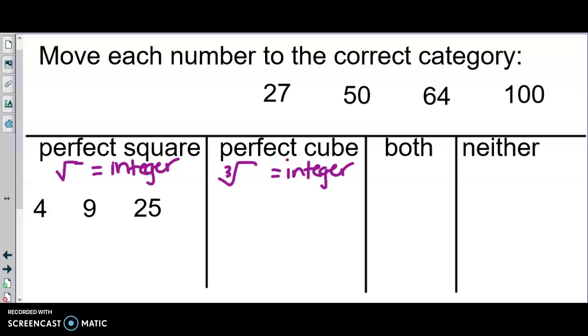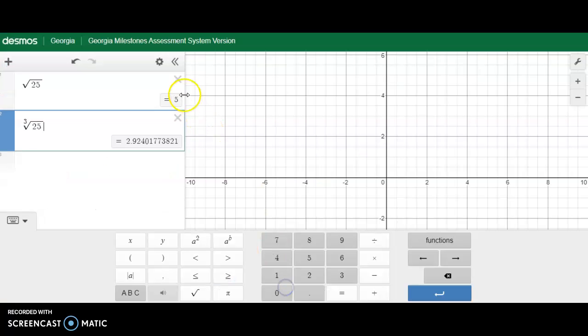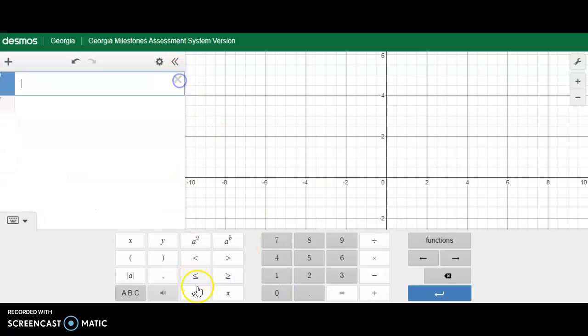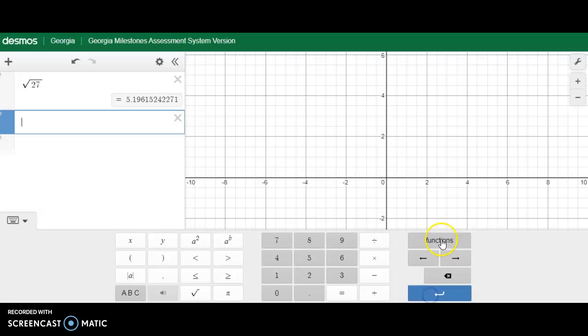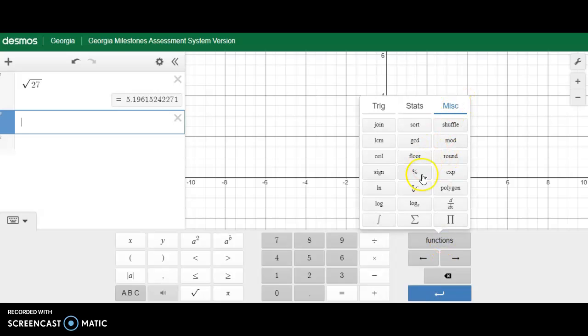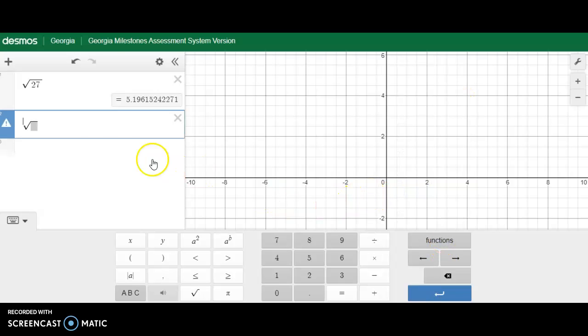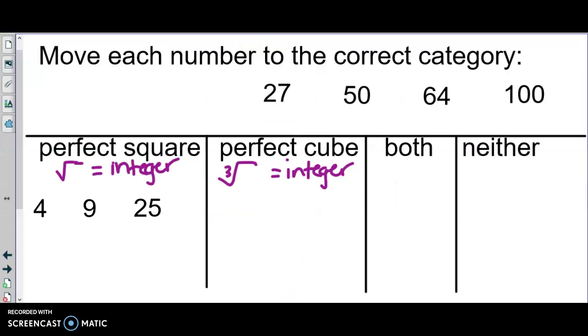All right, let's try 27. So we're going to do the square root of 27. That's irrational, so it's not a perfect square. And then we're going to go over here to functions, miscellaneous, and type in our cube root of 27. That one does work, so it's a perfect cube. So this one is not a perfect square, but it is a perfect cube.